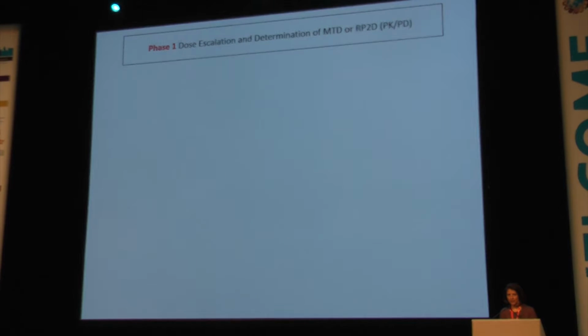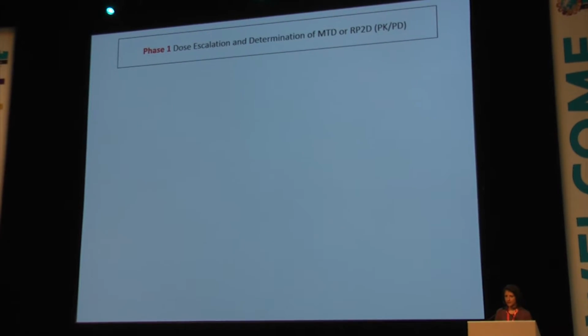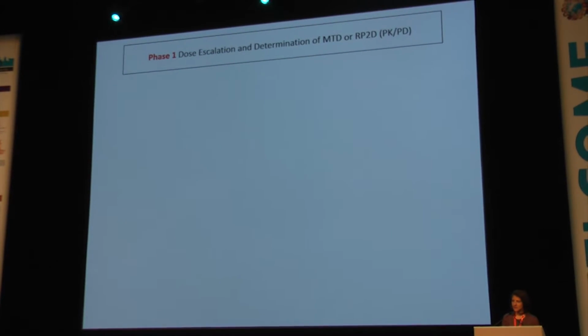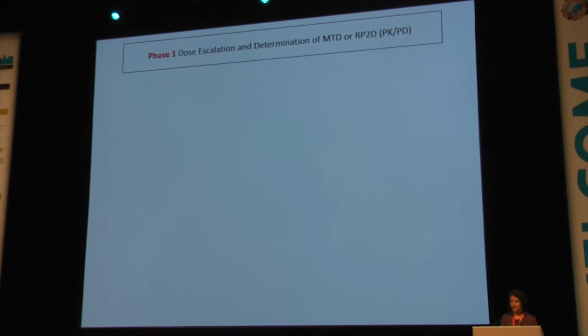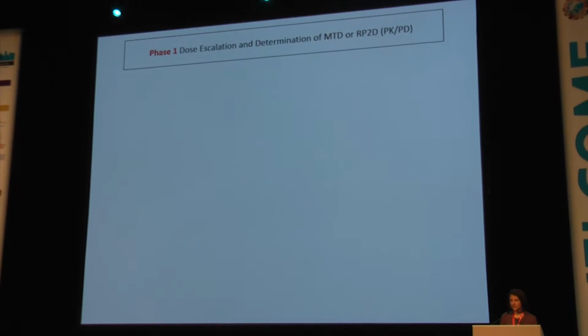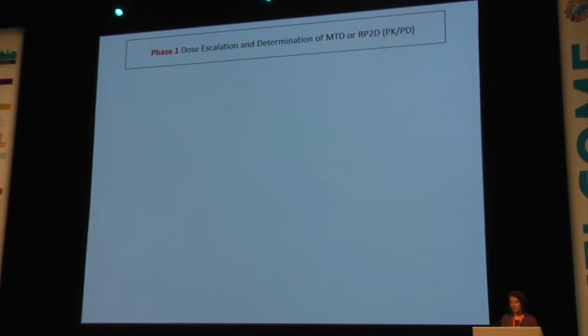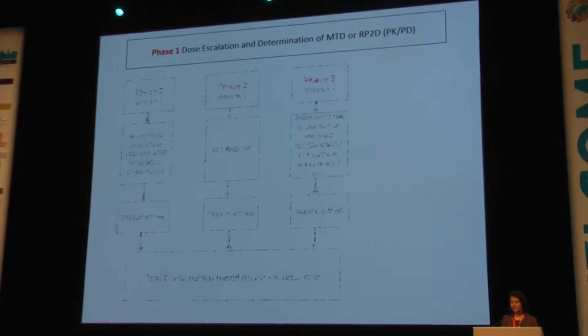This led finally to the development of a phase 1/2 study. The phase 1 portion of the study is a dose escalation study whereby we will determine the maximum tolerated dose or the recommended phase 2 dose with both pharmacodynamic and pharmacokinetic endpoints.